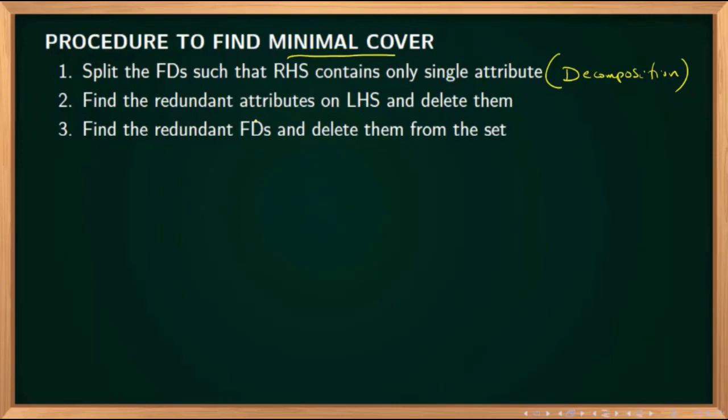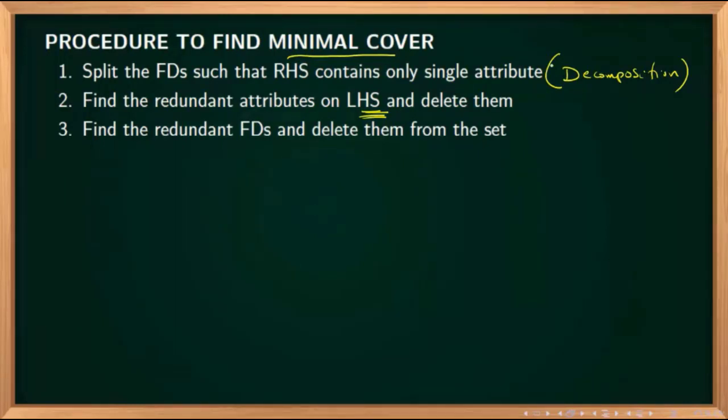And even though we have reduced that much, that particular functional dependency should be a superset of the original one. That should be the idea. Fine. So now the second step is to find the redundant attributes on the LHS and delete them. For this one, manually finding it is very difficult because we may make a lot of mistakes.